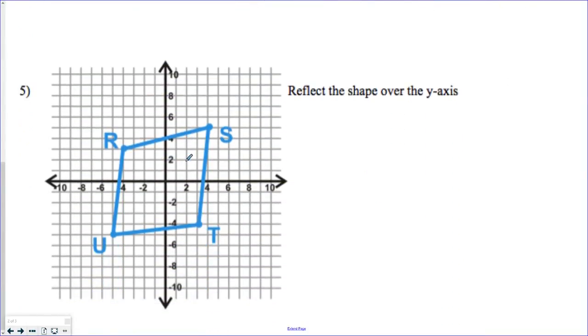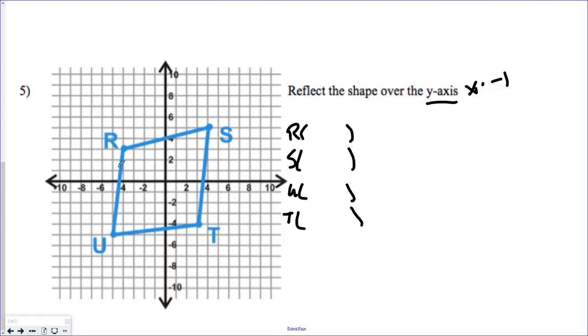On this one, it's a reflection. So remember, reflecting over the y-axis means take your x times it by -1. So no swapping here because it's a reflection. Simply take your x and times it by -1. So let's get some points down here for my values. So R, S, U, and T.